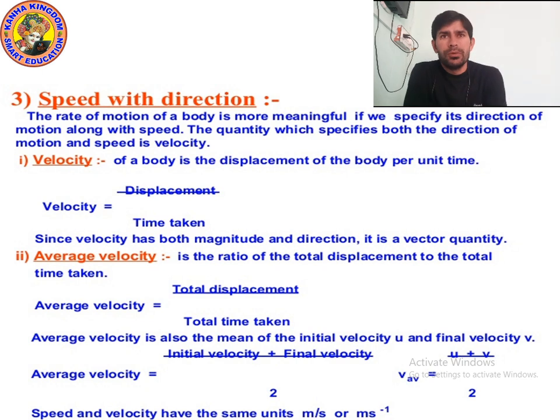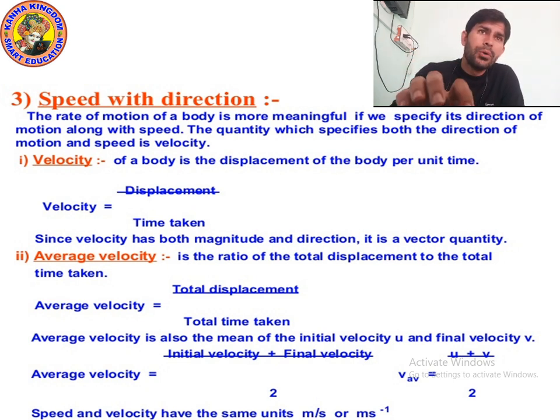So it was all about velocity. Remember kids, what is velocity? The velocity of a body is the displacement of the body per unit time. Displacement upon time is the formula for velocity. Since velocity has both magnitude and direction, it is a vector quantity. I hope you understood about speed with direction.